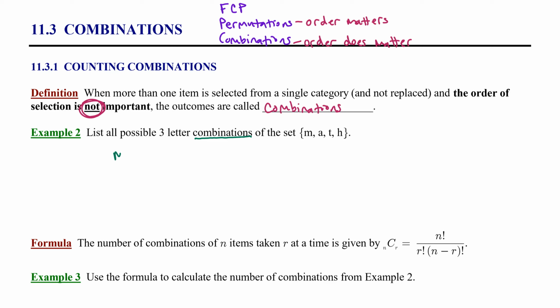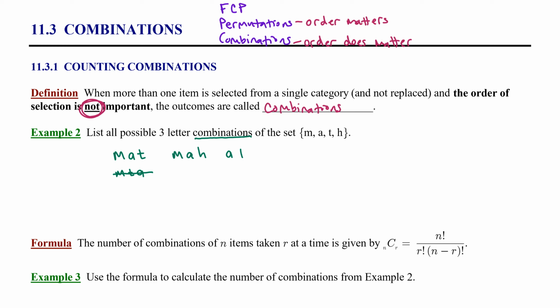So one possible combination is the word MAT. Now, in a combination, we're assuming that the order doesn't make a difference. So if I rearrange these letters, I'm not going to get anything new. So any arrangement containing the letters M, A, and T is equivalent to this one, MAT. So we're not going to count the items where we've rearranged the letters. So another possible combination here would be M, A, and H. And again, if I rearrange those letters, I'm not going to get anything new.